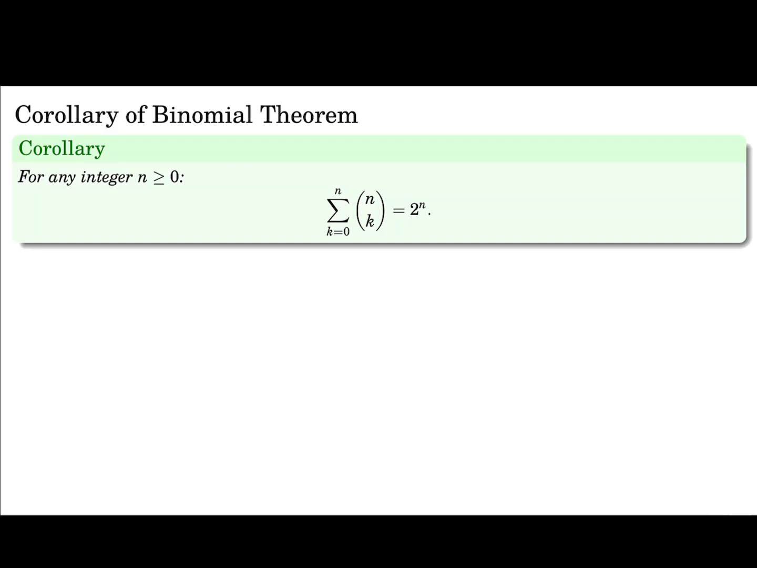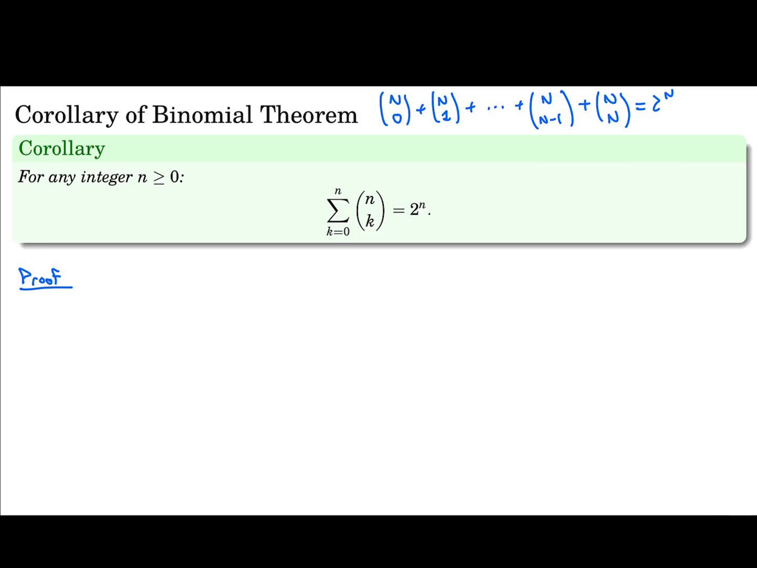Let's prove the following identity. What this identity means is that if you sum n choose k with k varying from 0 all the way to n, you get 2 to the n. If you write this out, what we're saying is that n choose 0 plus n choose 1 plus all the way to n choose n minus 1 plus n choose n is equal to 2 to the n. So let's prove this, and it's a corollary of the binomial theorem.